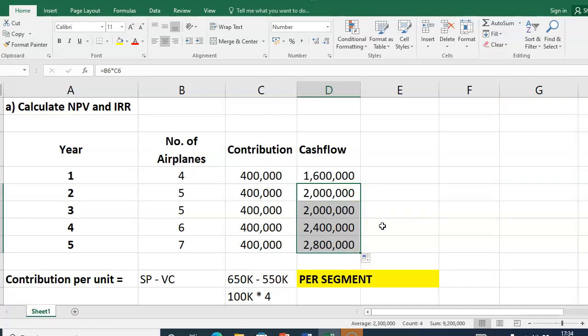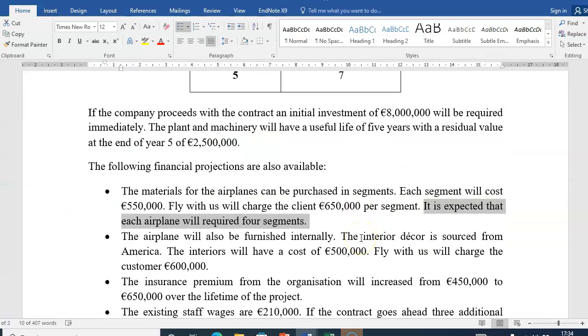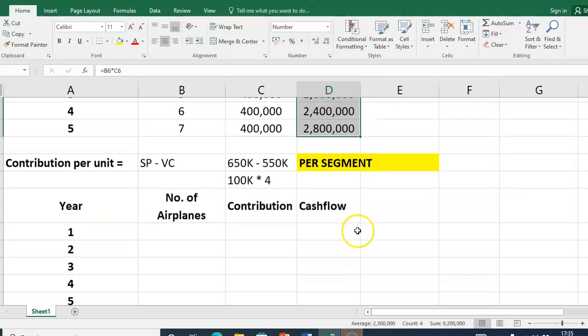Now if we look at the next bullet point, okay, it tells us the airplane will also be furnished internally. Okay, so the first bullet point is in respect to the external kit out of the airplane. The second point is in relation to the internal. The interior decor is sourced from America. The interiors will have a cost of 500,000 and Fly With Us will charge the customer 600,000. Okay, so here we can then calculate what the interior kit out is going to basically yield us.